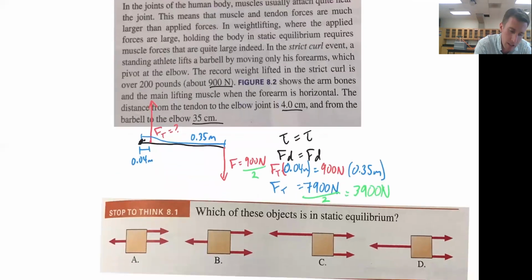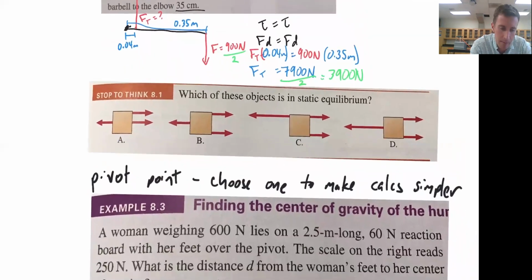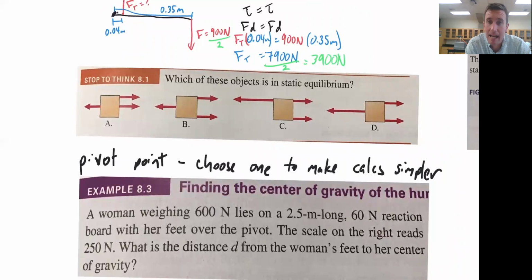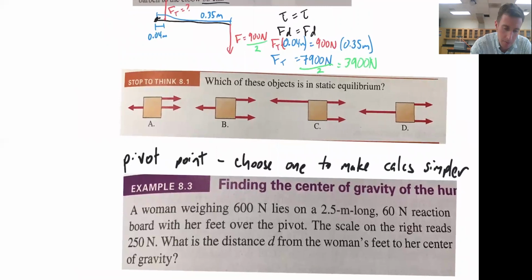Good. All right, let's stop and think. Which of these objects is in static equilibrium? Okay, so static equilibrium means that the forces and the torques have to be equal and opposite. So B has more force going to the right. So they're both equal, but they add up to more than that guy. So that one's out because the forces are not balanced.